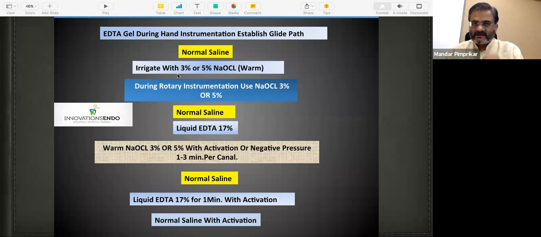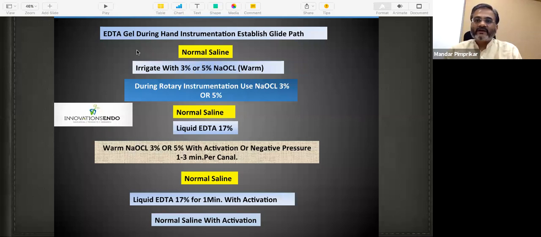During rotary instrumentation, use hypochlorite as your lubricating agent. Please do not use EDTA gel with rotary instruments. There are two reasons behind it. One, we use EDTA gel to establish the glide path to chelate the dentin. Once the glide path is established, why do you need a gel again to drive your rotary instrumentation when the glide path is already there? And we use rotary instrumentation only if there is a glide path. So there is no point in using EDTA gel with the rotary instrumentation.